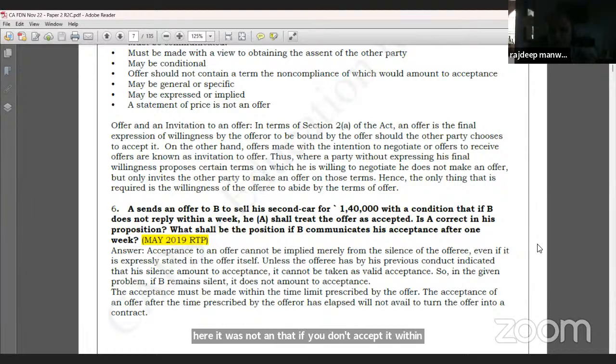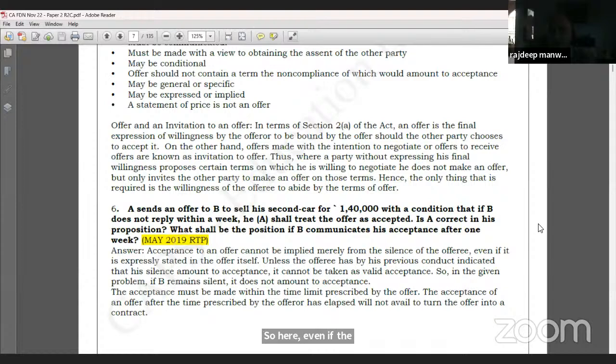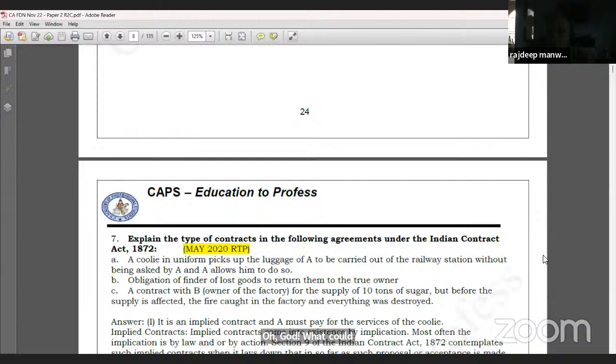Here it was, if you don't write within 7 days, I'll consider the offer as accepted. What I'll consider the offer as? Accepted. So here, even if the acceptance is made after the prescribed period, it will be a valid acceptance, because acceptance must be made within a reasonable period of time. And 8 to 10 days is a reasonable period of time. Understood or no? Yes, sir. God, put a cross over here. Again, wrong answer.